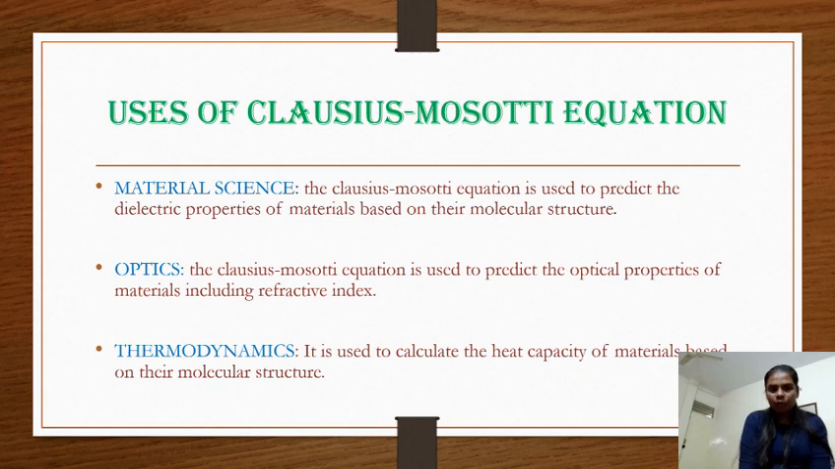The following are the uses of the Clausius-Mossotti equation. This equation is used in various fields like material science, optics, and thermodynamics. In material science, the Clausius-Mossotti equation is used to predict the dielectric properties of materials based on their molecular structure. In optics, it is used to predict the optical properties of materials, including refractive index. In thermodynamics, it is used to calculate the heat capacity of materials based on their molecular structure.